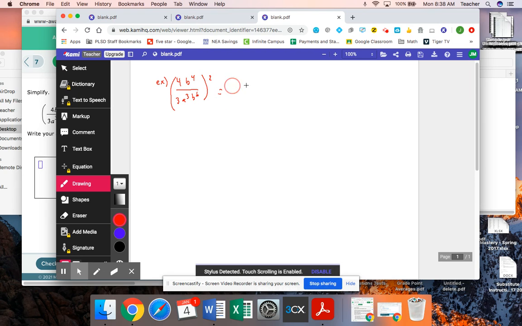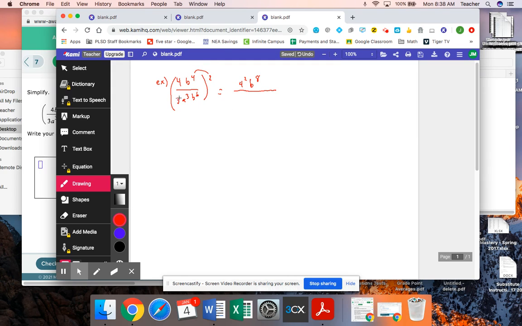When I look at that, I can do multiple things, right? What I can do is raise everything to the second power first, and then go from there. Or I could simplify this first. It doesn't really matter how you go about it. I like to just raise everything to the second power first. So 4 to the second power is just 4 to the second power. B to the 4th to the second power is B to the 8th because you multiply.